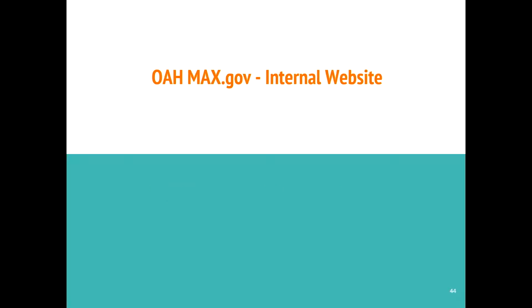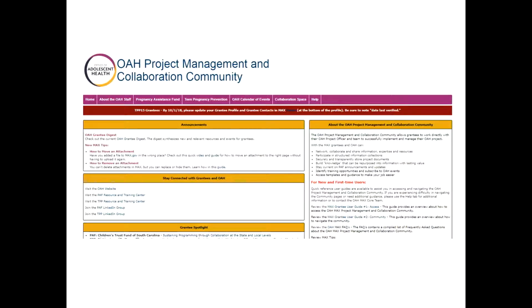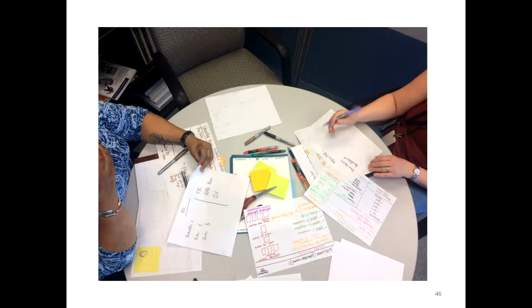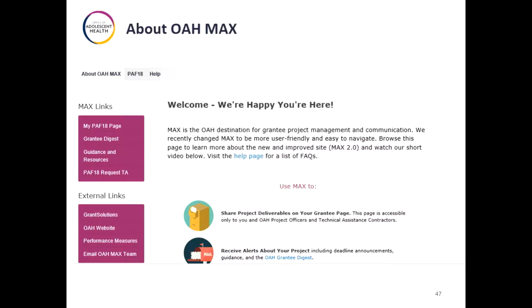We have an internal website called max.gov that's used by our grantees as a collaboration space. It used to look like this. It was really hard to find anything, to use. And so we went through a human-centered design process in order to improve it, and it now looks much more user-friendly and looks like this.